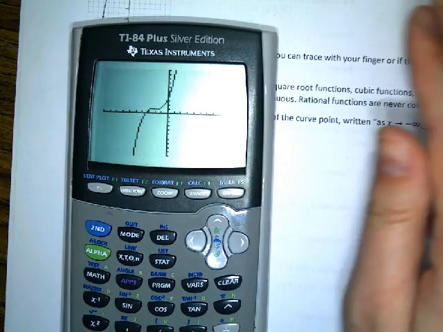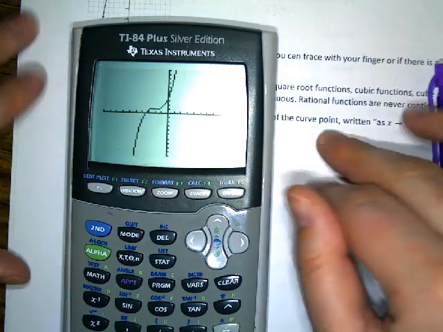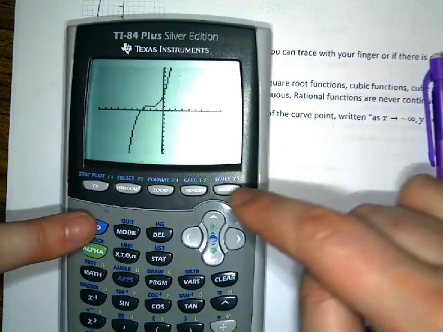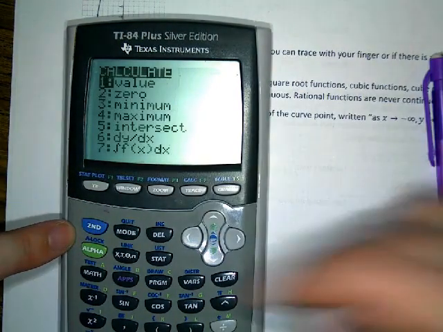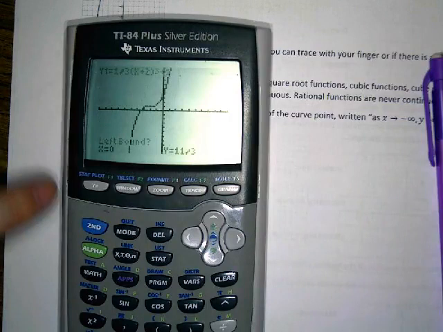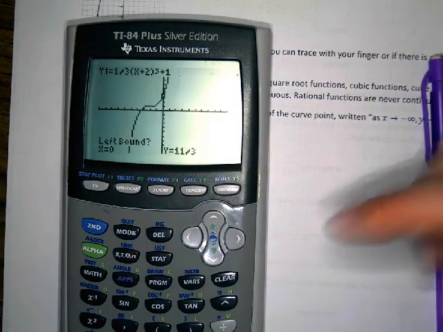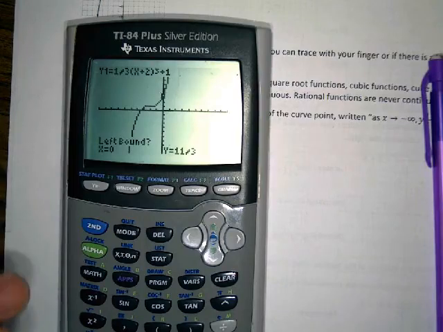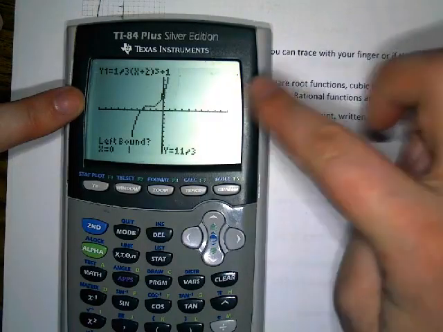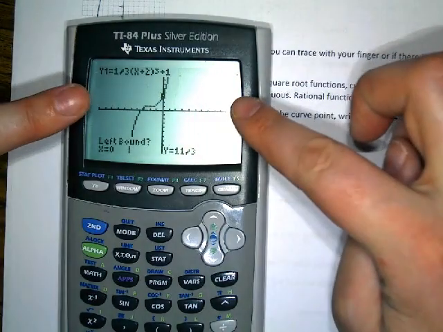So to find the x-intercept, we're going to do second trace number 2. And it's going to ask us to look between a number on the left side of the answer and a number on the right side of the answer. In fact, since there's only one answer, you could tell the graph to look between -10 and +10.